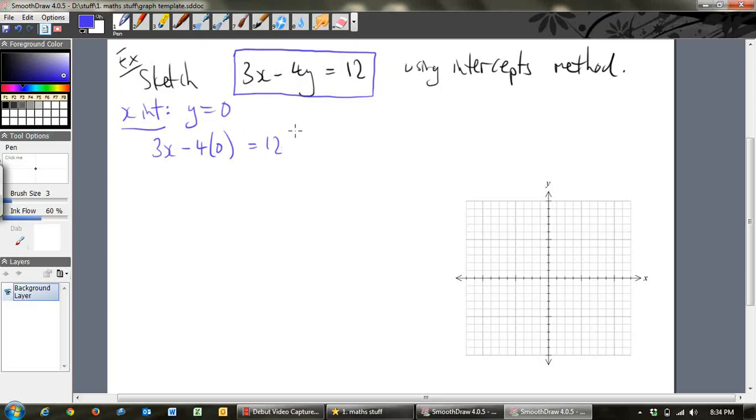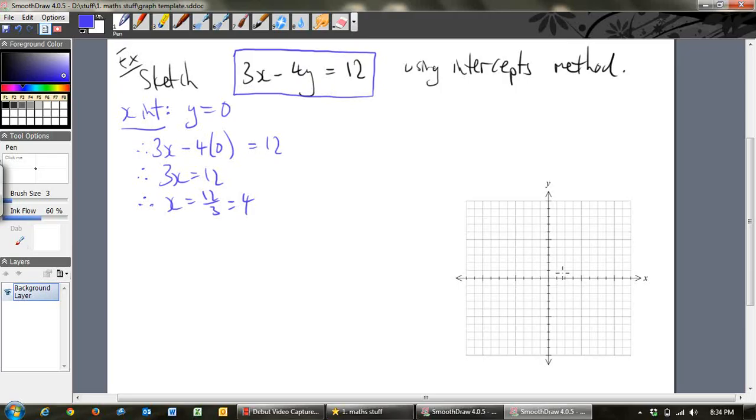And what we do is we continue on with this equation and solve it. So, therefore, I've got my therefore up here, 3x minus 4 times 0. What's minus 4 times 0? It's just 0. So 3x equals 12. Therefore, x equals, how do we solve this? Divide by 3, 12 over 3, which is 4. In other words, your x-intercept is 4. In other words, where it crosses the x-axis is at 4.